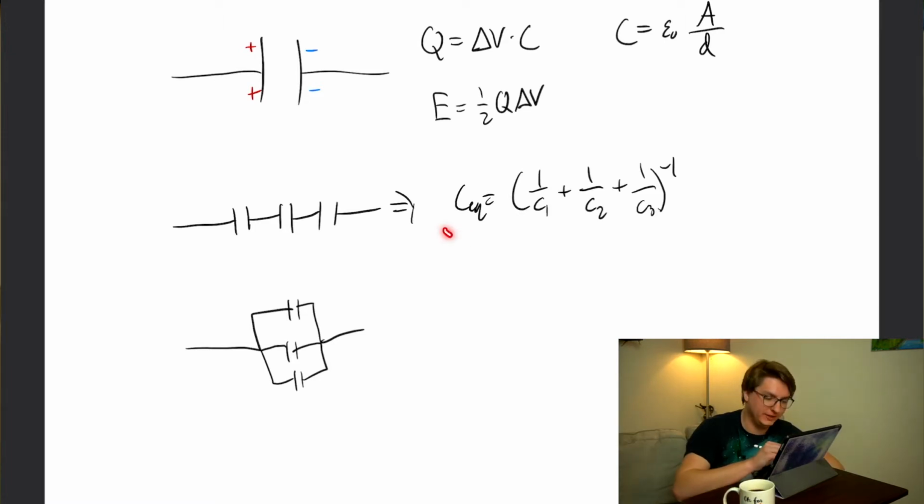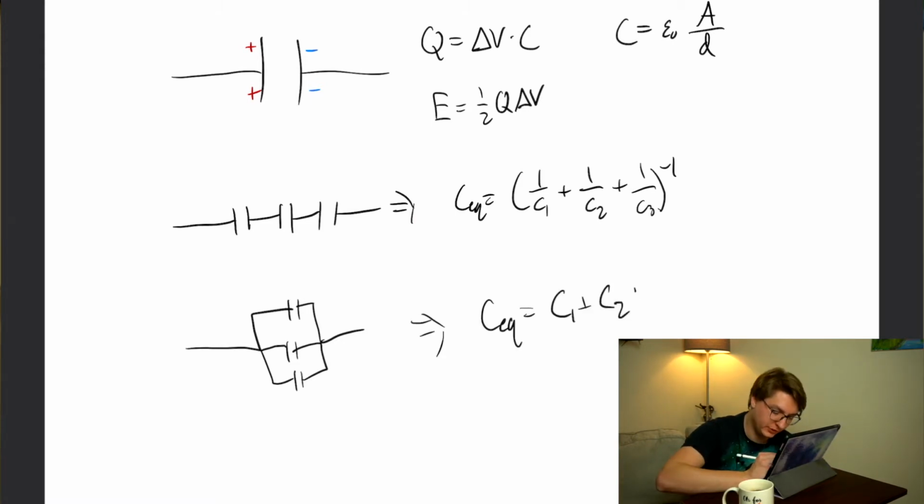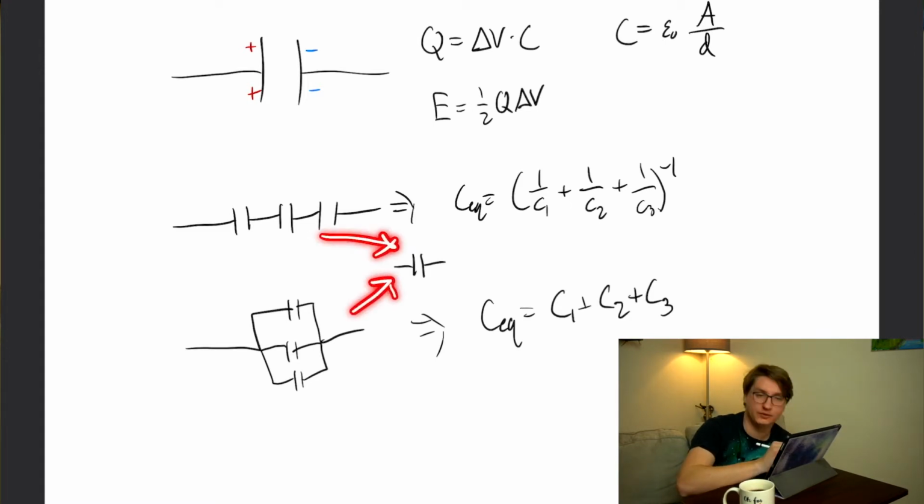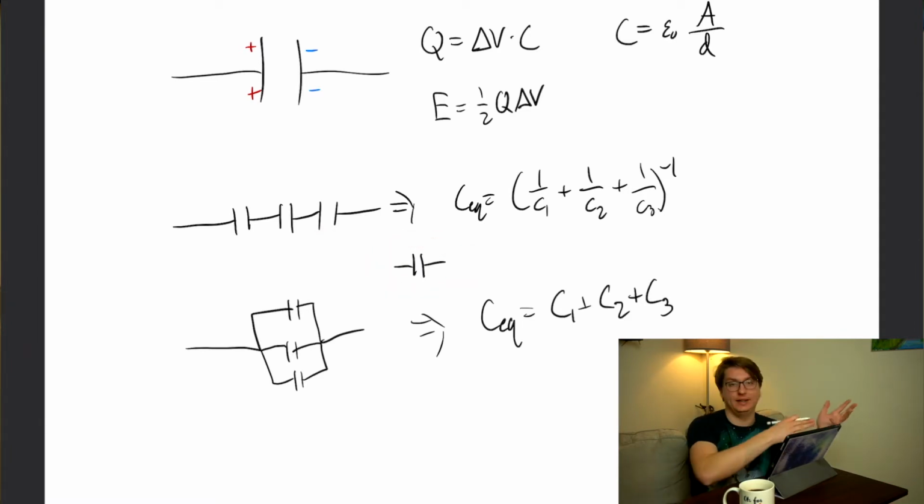So for capacitors, we get this 1 over weirdness. It's kind of complicated, but it's a little simpler with capacitors in parallel, where you can just add them up straight. What you're doing in these cases is replacing a long string of capacitors in series or parallel with one single one. And again, if I take out all those complicated ones and put this equivalent one in here, nothing changes elsewhere in the circuit. It's the same.